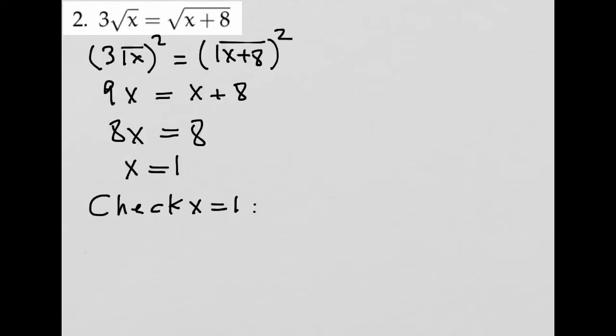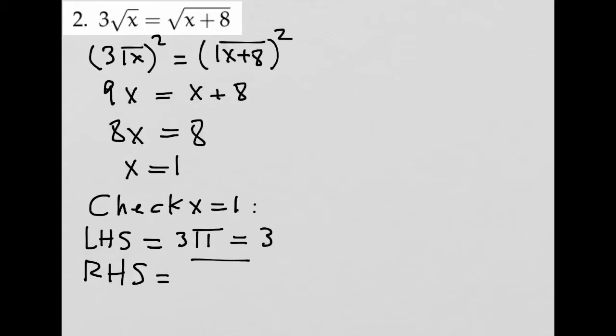If we plug in x equals 1 on the left-hand side of our original equation, we get 3 square root of 1, which is 3. If we plug in x equals 1 on the right-hand side of our original equation, we get square root of 1 plus 8. That's square root of 9, which equals 3. Since the left-hand side equals the right-hand side, x equals 1 is a solution to our original equation.